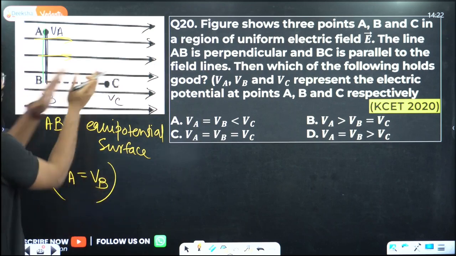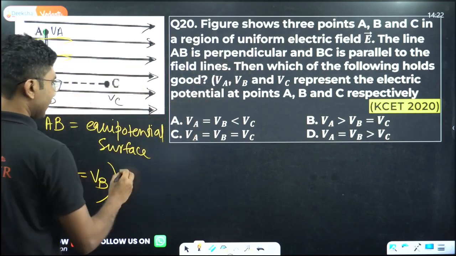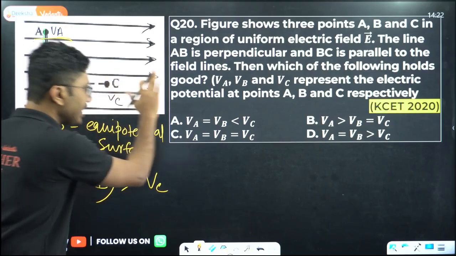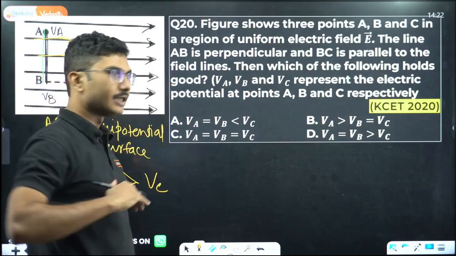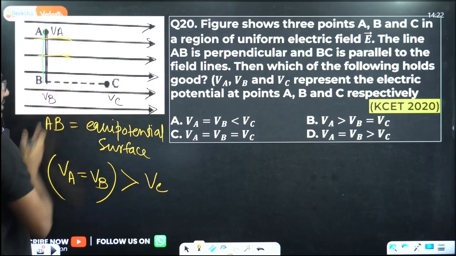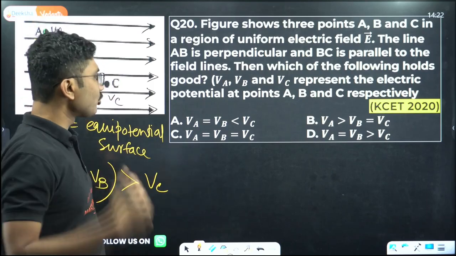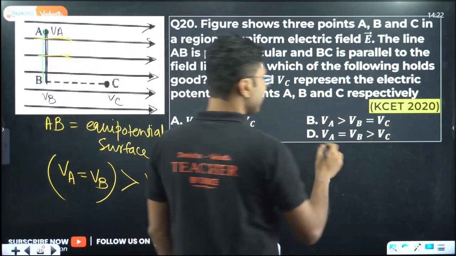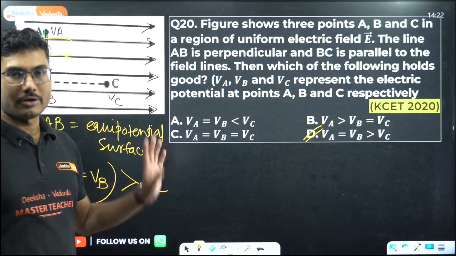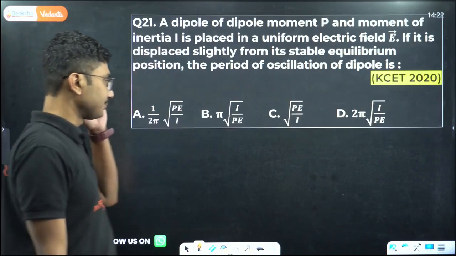Now C is in the direction of the electric field, so A and B should be at greater potential than VC. As you move in the direction of electric field, potential decreases. So VC must be smaller than VA and VB. VA and VB both are equal. So VA equals VB and both of them are greater than VC. So option D is the correct answer. Logical thinking, logical explanation can lead to the answer of this question.